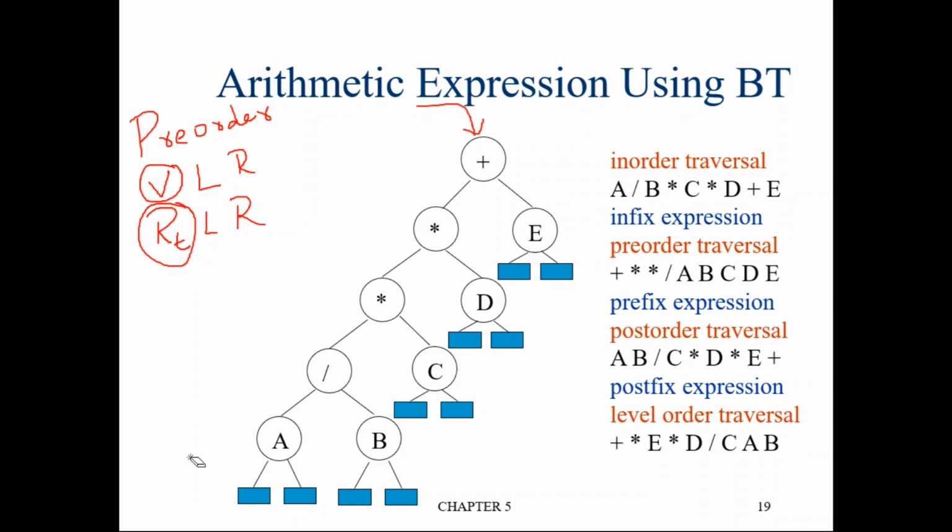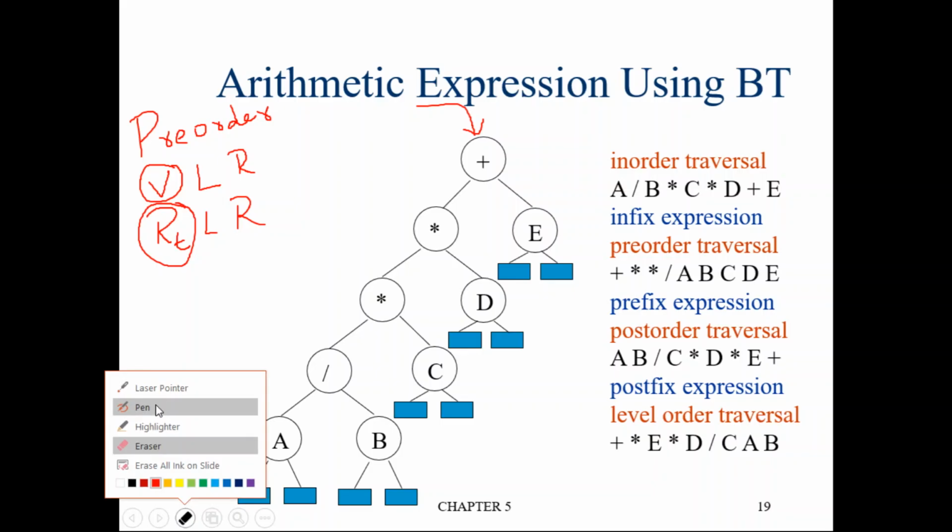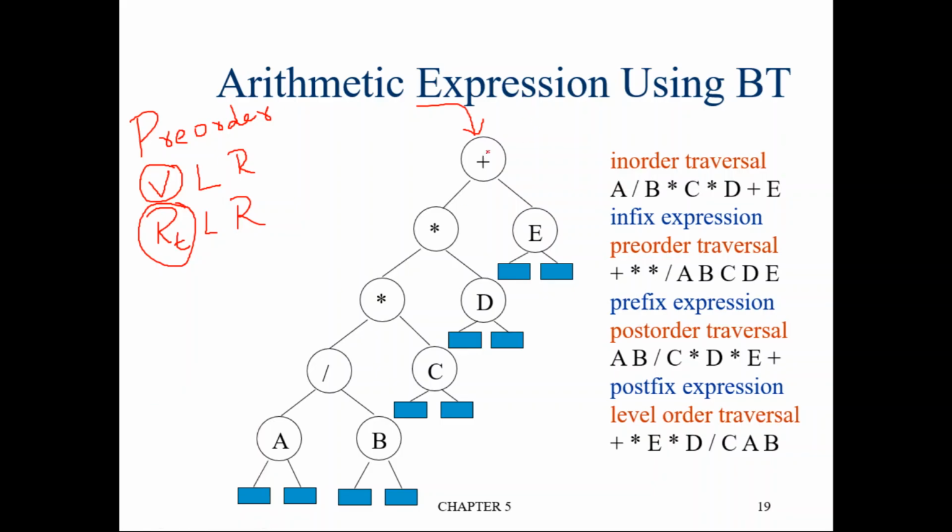So it means first visit the root node, then the left child and the right child. You see, when you start, first it is plus. Is it a root node of some subtree or not? Yes. Then visit it. Visit means display that. Then go to the left. What is the order? After visiting root, go to the left. If you go to the left, you will get star.